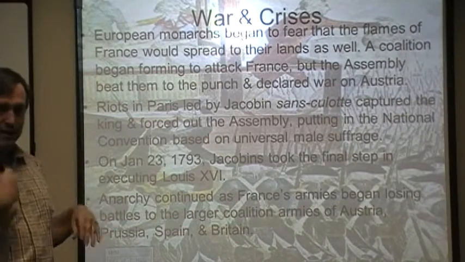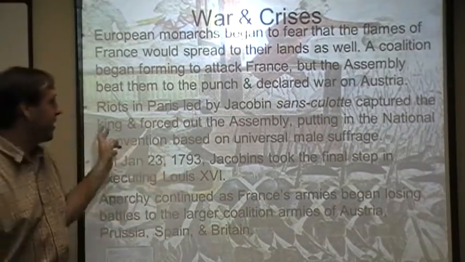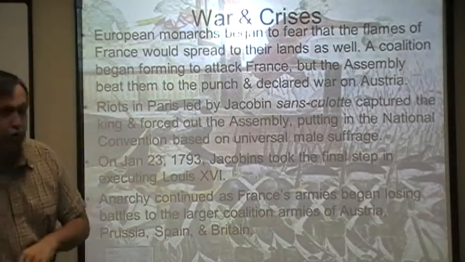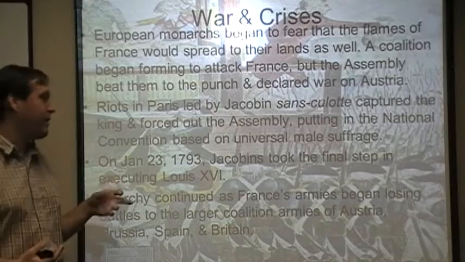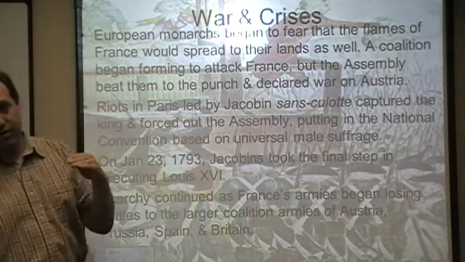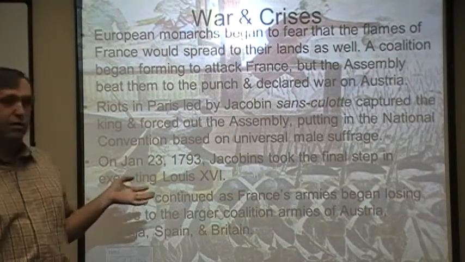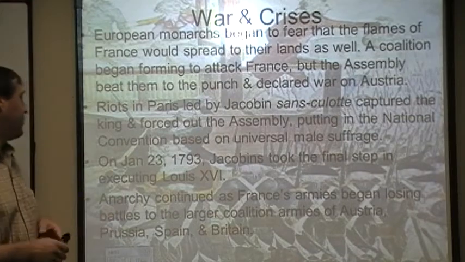This riot is going to push back the forces of the National Assembly, and they're going to capture the king, and they're actually going to lead a coup against the Assembly government. They're going to drive these guys out of power. They're going to institute now a new government that they call the National Convention. Their idea is not to restrict the voting. It is universal male suffrage. Everybody's going to be able to vote, and thus they figure they're going to win.